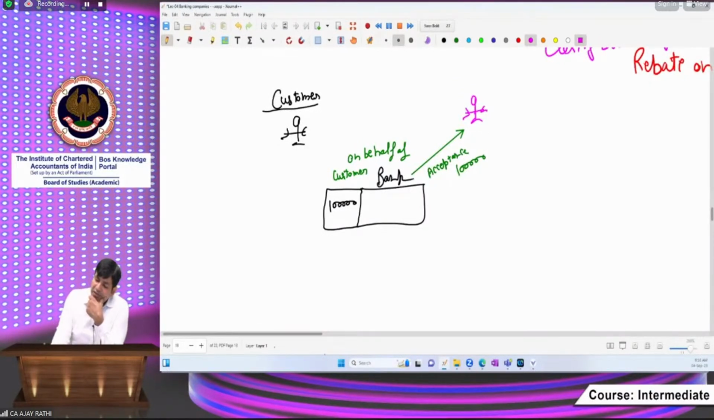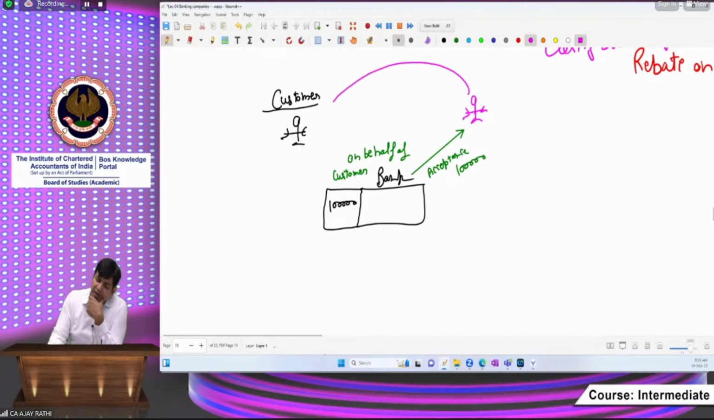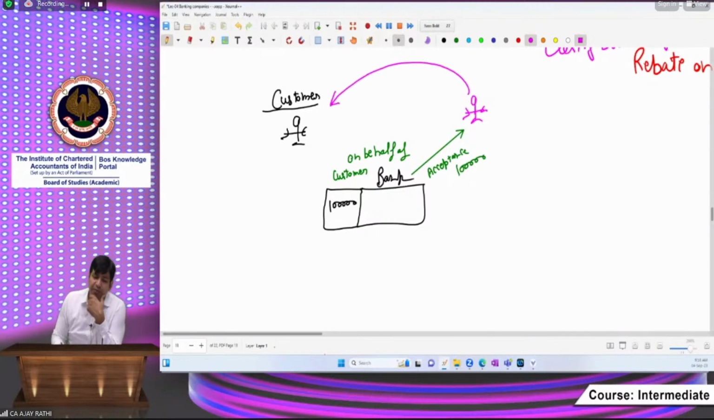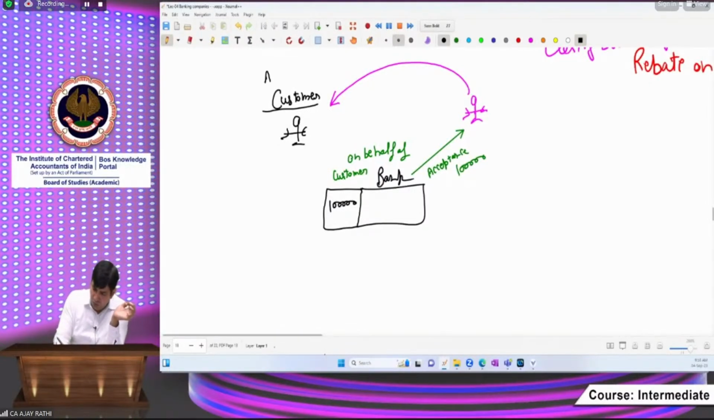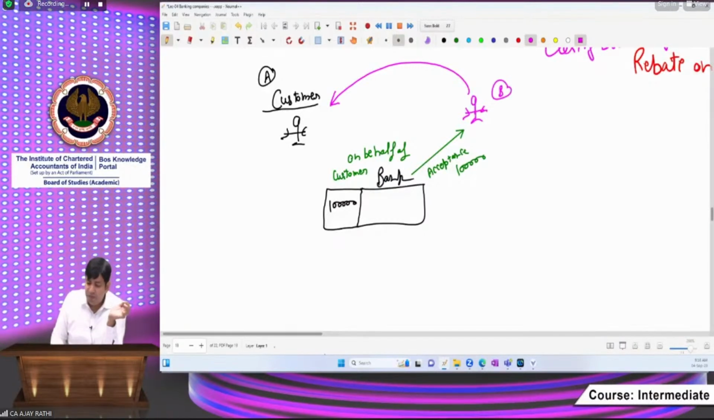Now such a person, the third party, will hand over the goods to this person, Mr. A, that is the customer, and he will be paying the amount to Mr. B. If there has been any default, and the bank has to pay Mr. B, then the bank will recover from customer A.